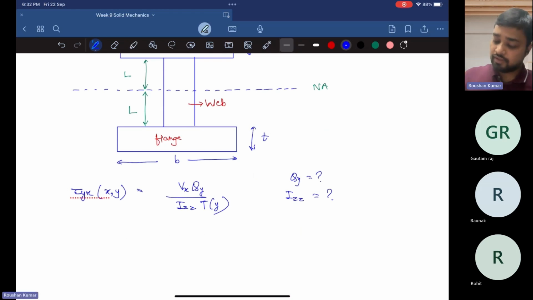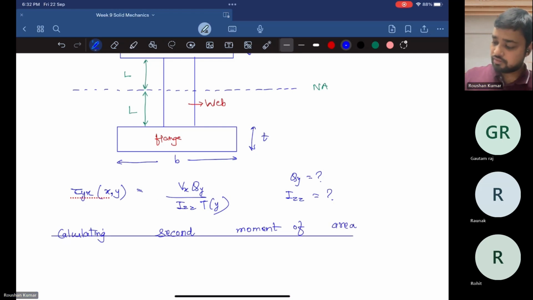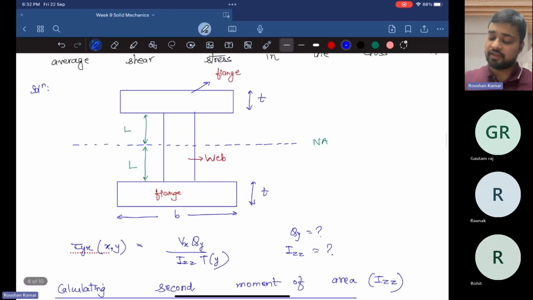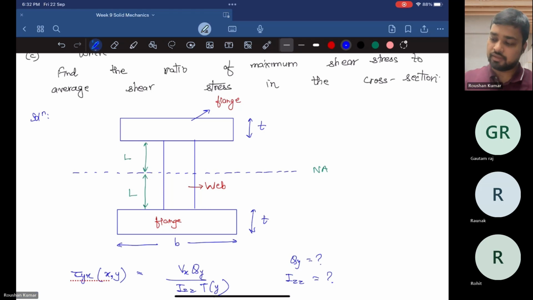So the second moment of area, calculating second moment of area. So second moment of area is basically Izz. So here we can see that this is not a uniform cross section. So we have two different parts. The first part is flange and the second part is web. So we have to find out individually the second moment of area about neutral axis, and then we have to sum to find out the total second moment of inertia of this cross section.